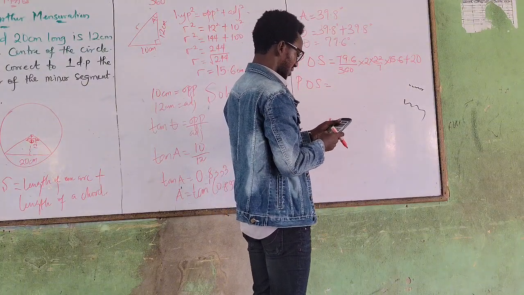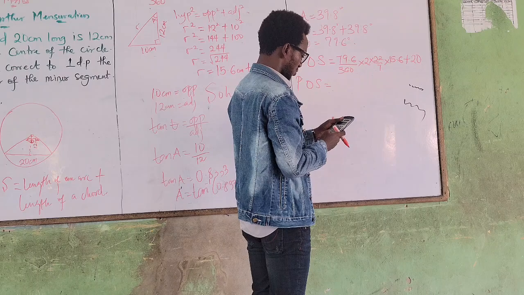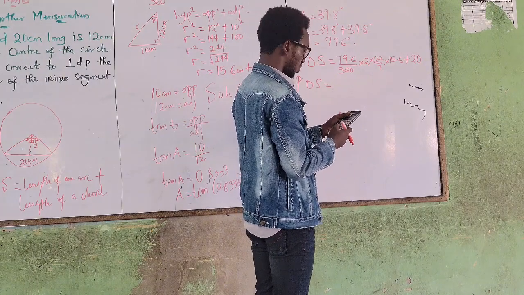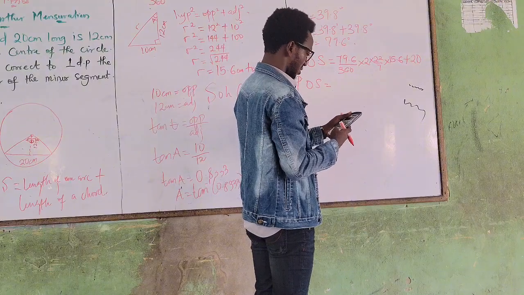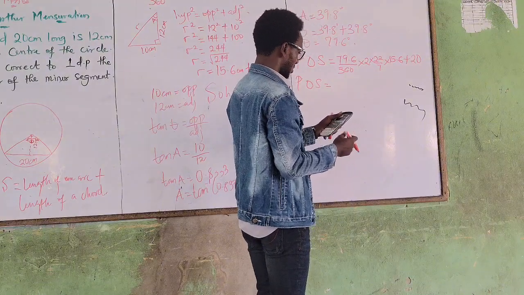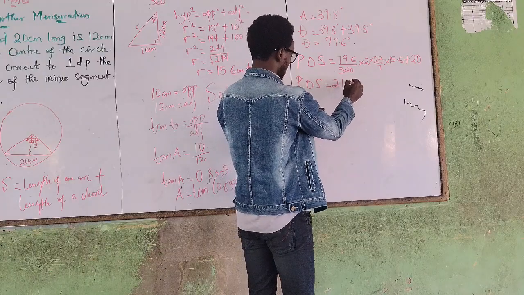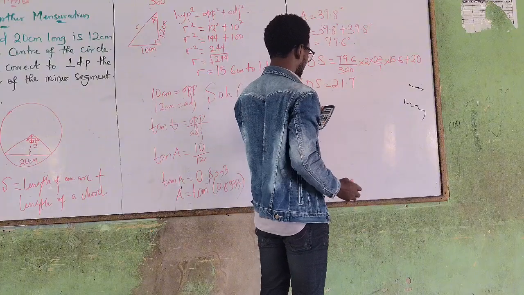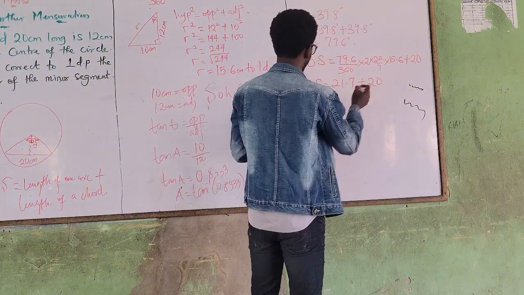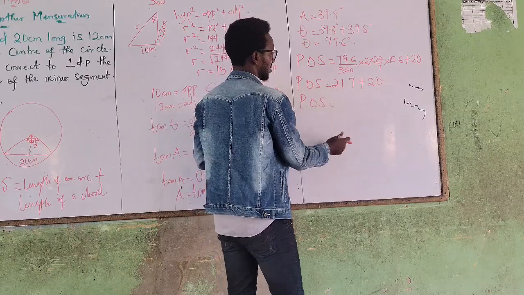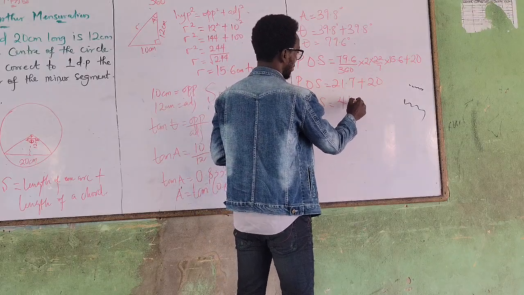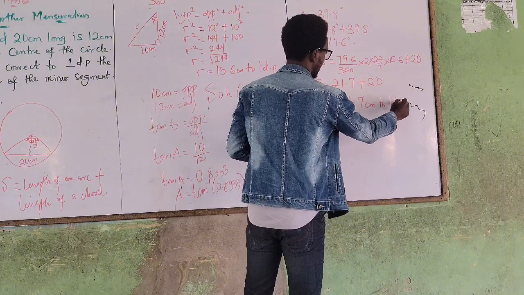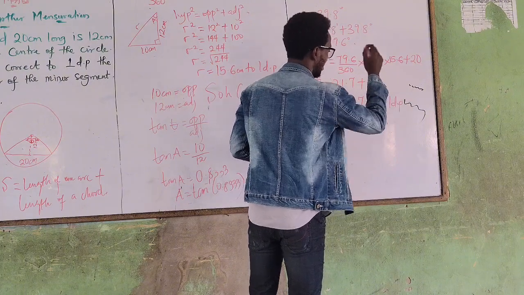So from here, we can say that the perimeter of the segment is, let's just multiply all the numerators here and divide by the denominators. So that's 79.6 times 2 times 22 times 15.6. We press equals, divided by 360, divided by 7. That's going to give us 21.68, or let's just leave it to 1 dp. That will give us 21.7 plus 20. So the perimeter of the segment is going to be 41.7 centimeter to 1 dp. So this is the answer.